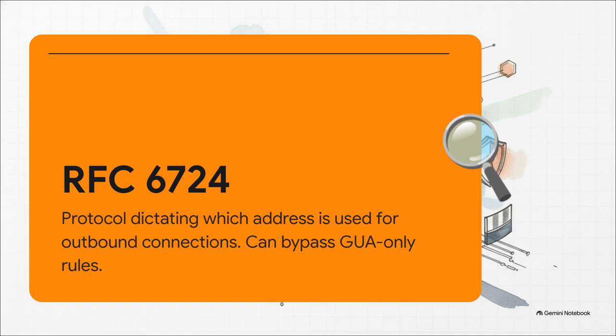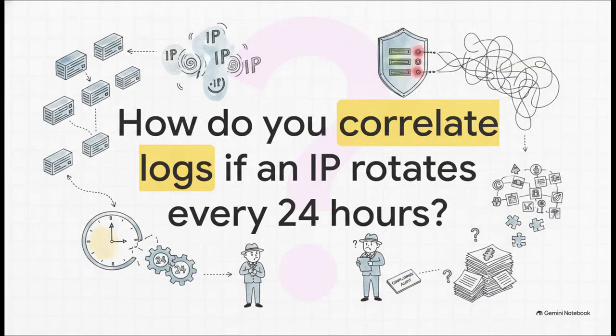And why should a security architect care about this? Well, if you only lock down the primary GUA in your firewall rules, RFC 6724 might just decide the host should use a temporary privacy address to connect to the internet. If your rules don't explicitly cover that temporary address, your perimeter was just completely bypassed. No bueno. And that leads us to a really massive real-world dilemma.